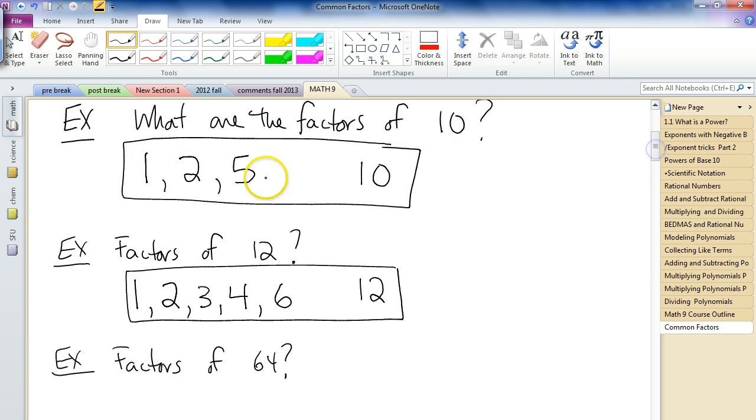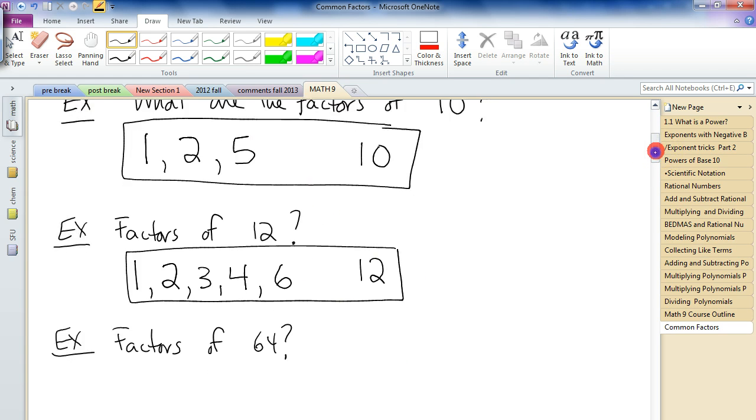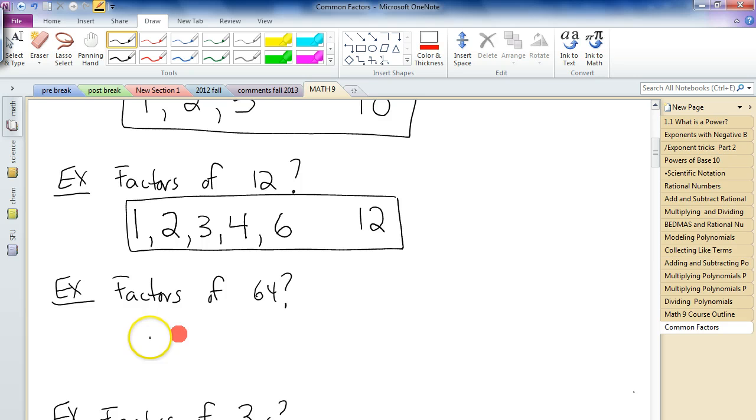So I'm realizing I probably didn't need that much space between them, but I betcha I need a lot of space for this one. The factors of 64. Put down 1, leave some space, and leave some more space because it's a bigger number. 64. What are the numbers that go into 64? Well, it's even, so I know that 2 goes in there.